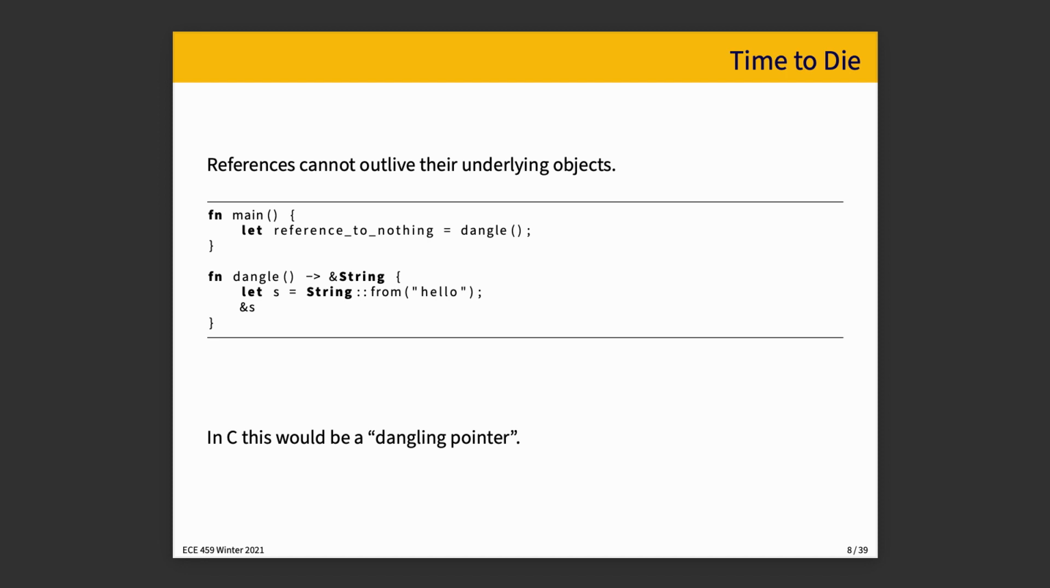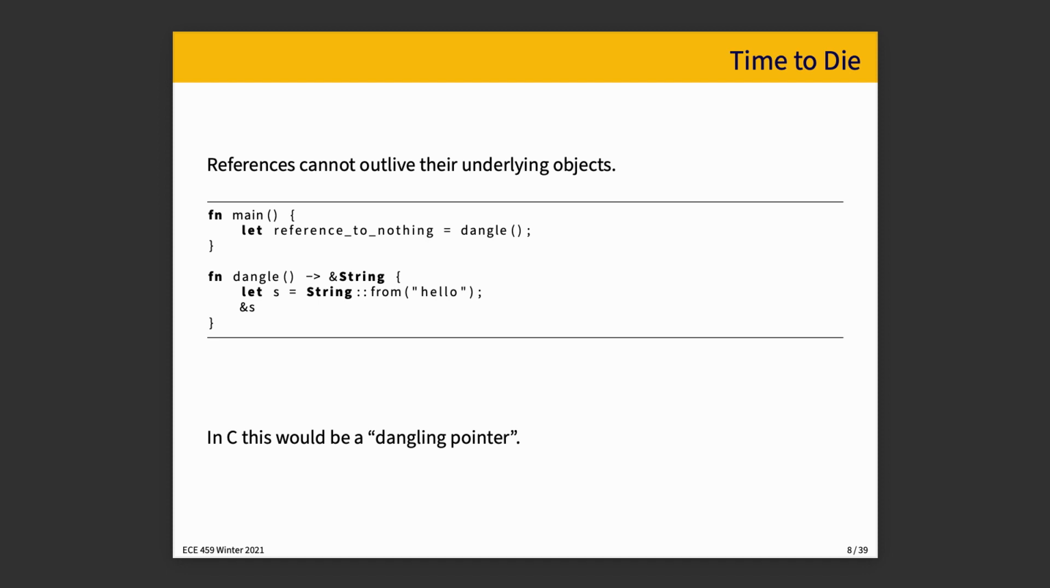And as I mentioned earlier, references cannot outlive their underlying objects. So when we do something like this, if we say let reference to nothing equal dangle, and we call this function dangle, and it returns a reference to a string, the string s is declared as the first line of that function, so we create it using String::from and the text hello. We try to return a reference to this string.